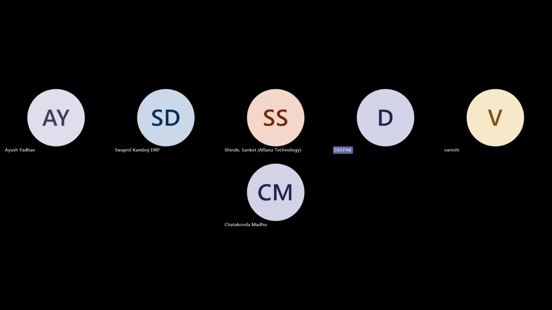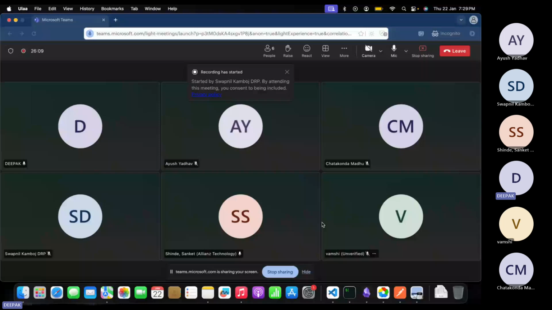Okay, let me share my screen. So we have prepared two types of architecture. There is Kubernetes based, that is EKS, and there is another service, ECS. Are any of you aware of it or not? I'm not sure.